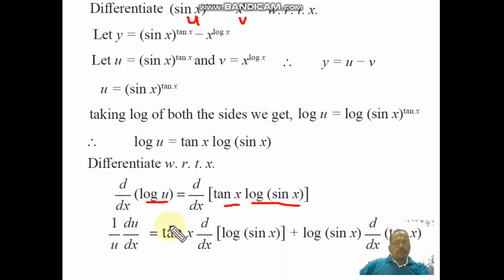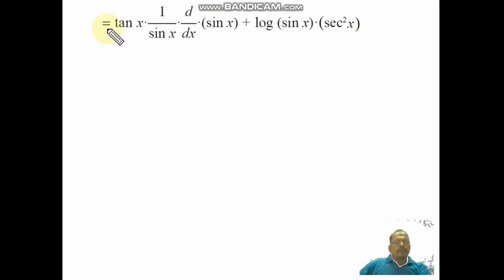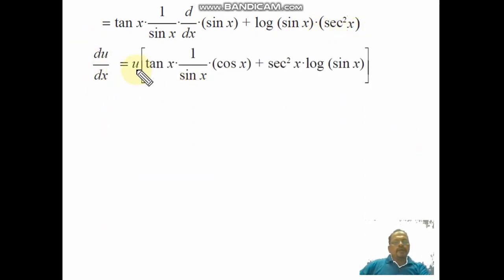It is equal to derivative of product: tan x into derivative of log sin x plus log sin x into derivative of tan x. It is equal to tan x into 1 upon sin x into derivative of sin x plus log of sin x into derivative of tan x is sec square x. Therefore du by dx is equal to u into tan x into cos x upon sin x plus sec square x into log of sin x.